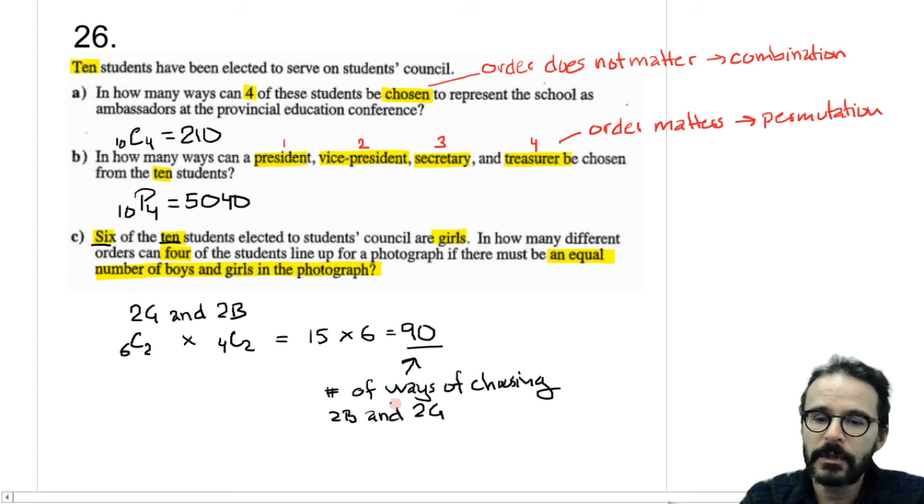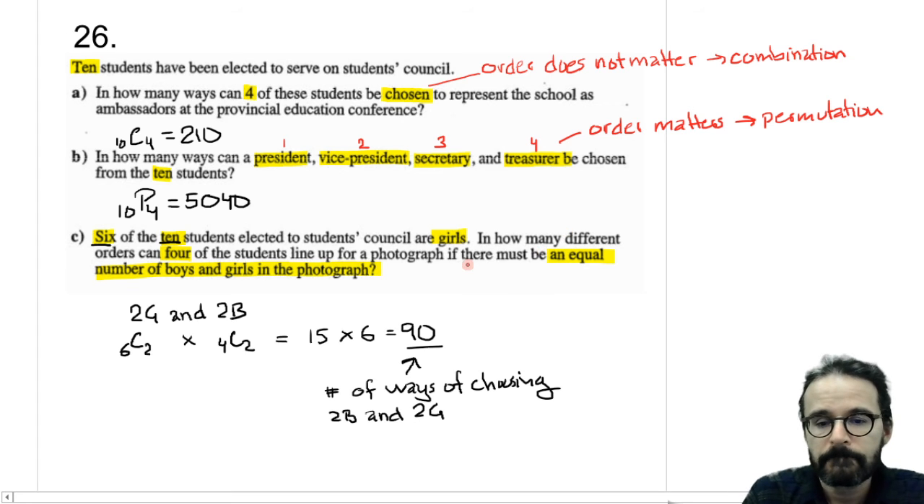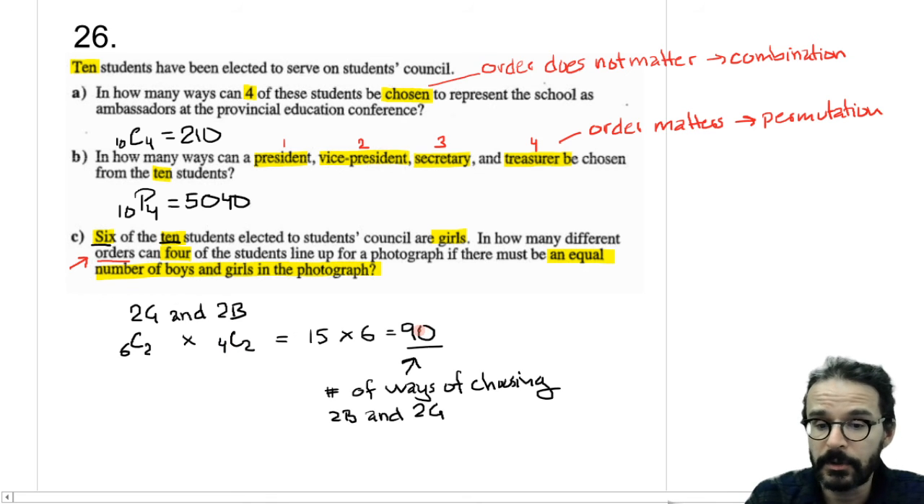But there's a little bit more to this question. If we go back to the question and read it carefully, it says, in how many different orders can 4 of the students line up for a photograph, etc., etc. So here they're talking about the order. So far it's been a combination problem, right? Because it doesn't matter in which order we choose the girls or in which order we choose the boys. So there are 90 different ways we can choose 2 boys and 2 girls. Now we need to decide, once we have those 4 students, in how many different arrangements can they line up?